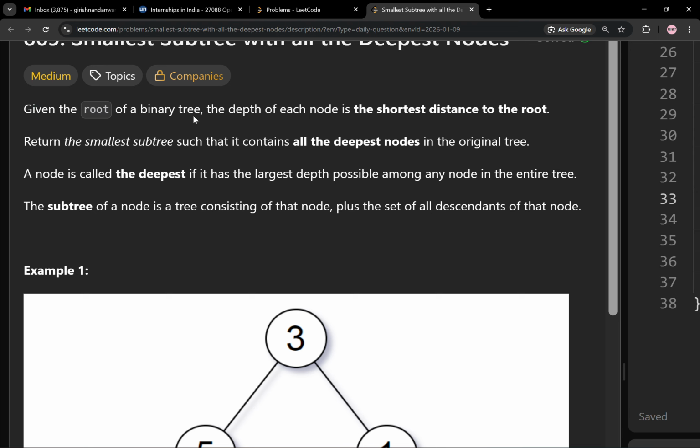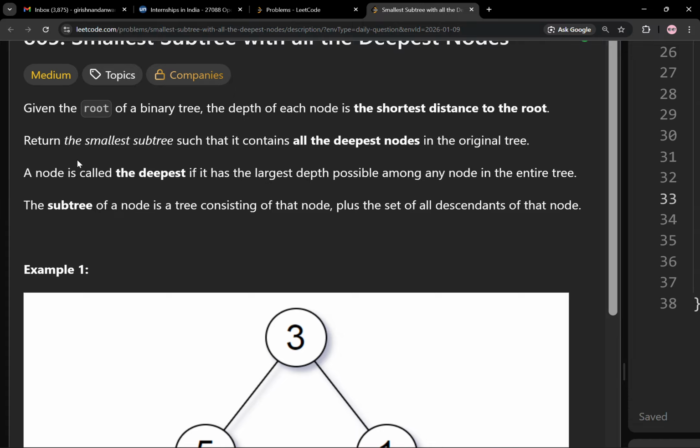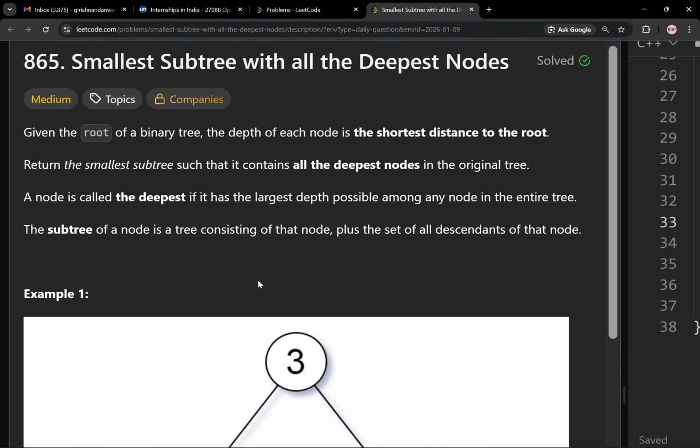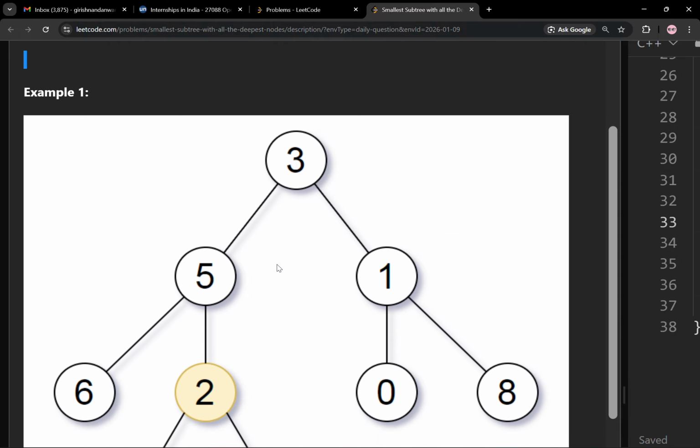Given a root of the binary tree, the depth of each node is the shortest distance to the root. Return the smallest subtree such that it contains all the deepest nodes in the original tree. So we have to return any of the node which contains all the deepest nodes into it, as their subtree. The node is called deepest if it has the largest depth possible among any node in the entire tree. The subtree of the node is a tree consisting of that node plus the set of all descendant nodes of that node.